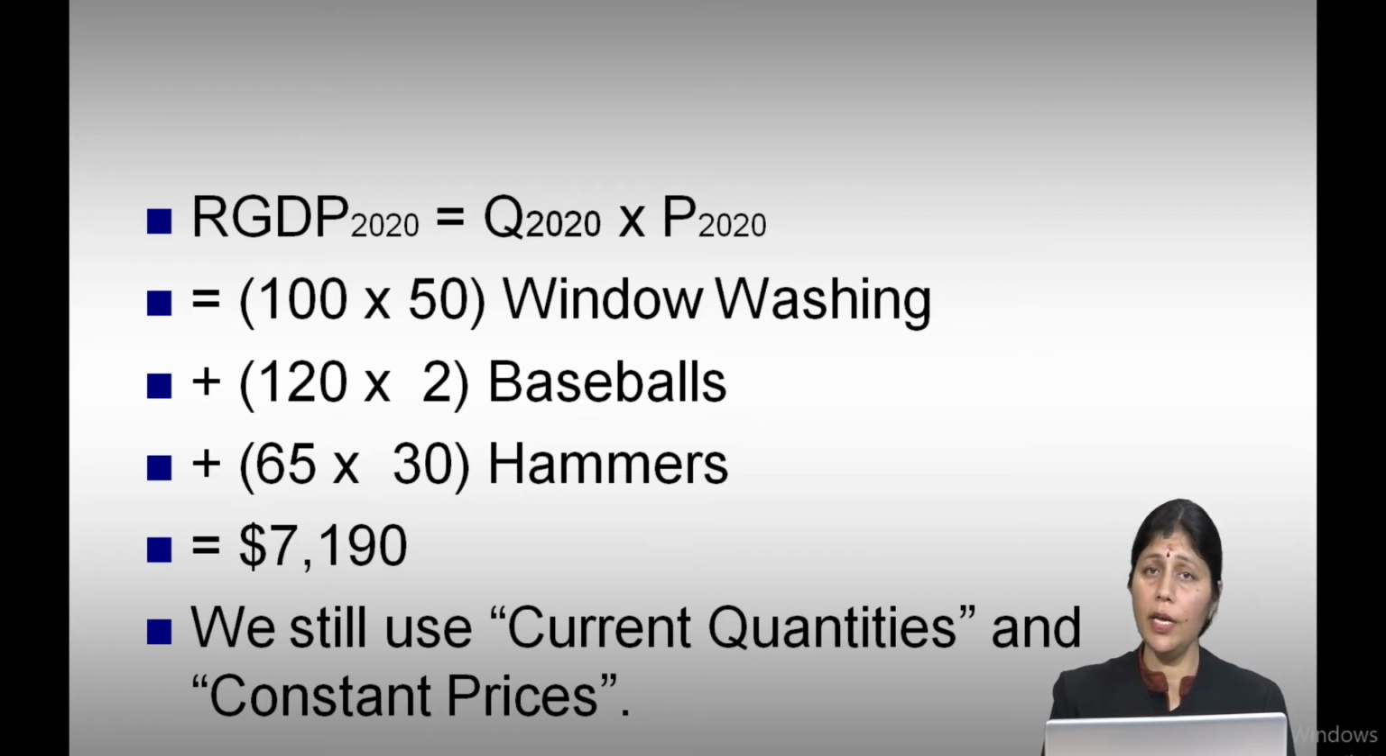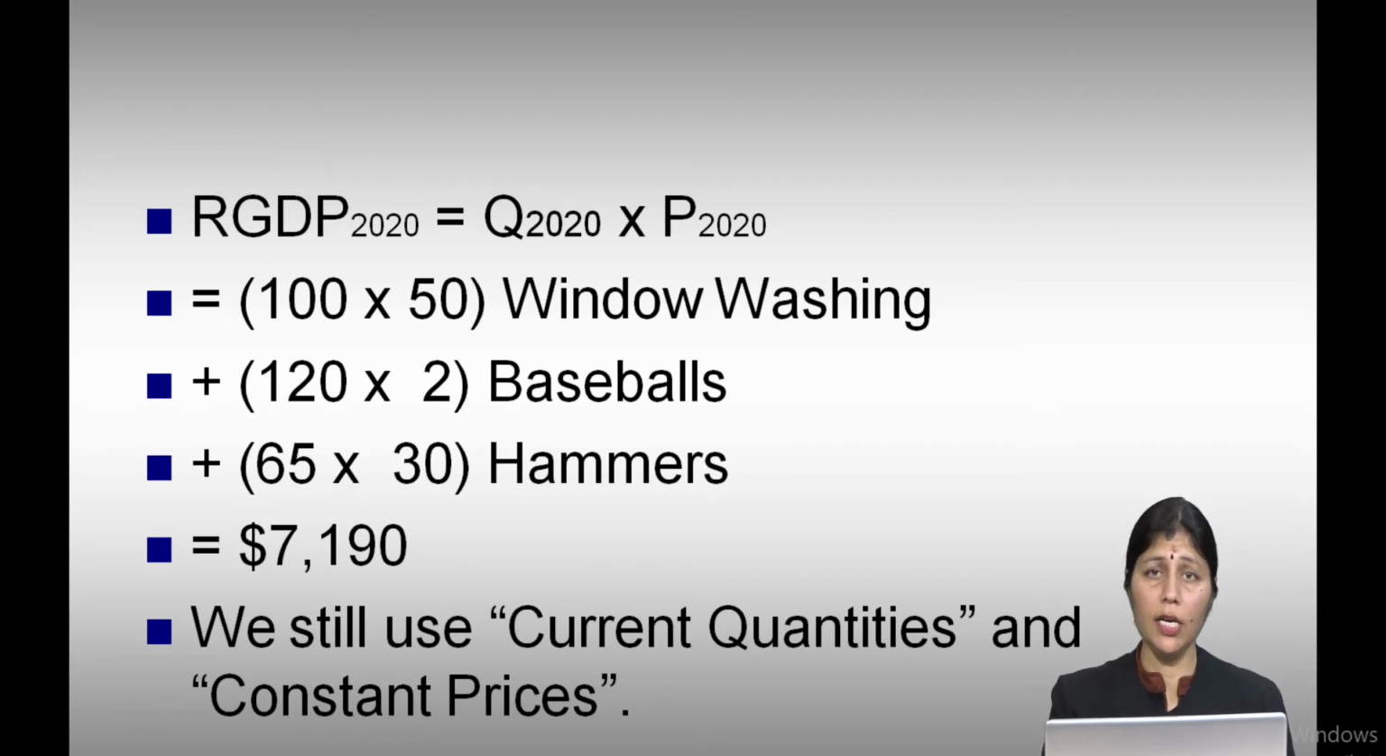Again, now we are making the calculations for the next year. This is real GDP for 2020. Again we are making the calculations for the quantity with prices. Now, again the prices are constant, because we have taken 2018 as a base year. So, price for the window washing powder is 50, price for the baseball is 2, and price for the hammer is 30. So, price is constant over here, but the quantity for all of the products is changing now, 100, 120 and 65.